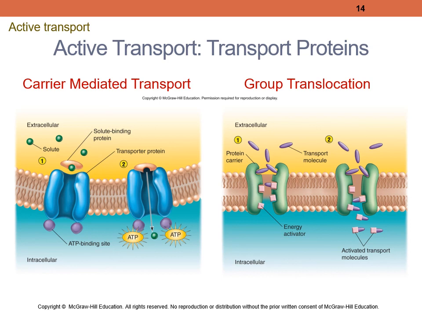So by coupling transport with modification of the solute, the cell conserves energy. Although not shown here, the transport protein in group translocation also requires ATP.